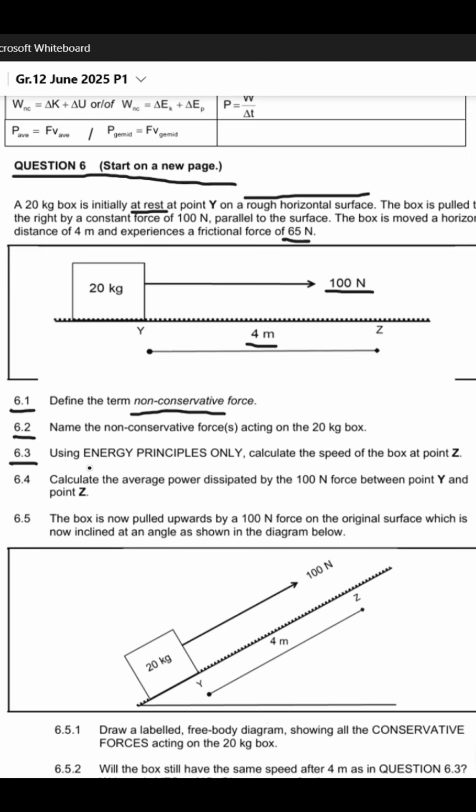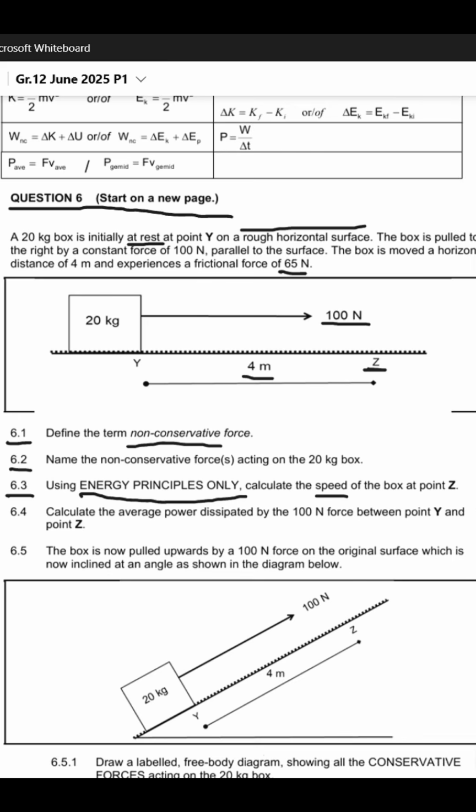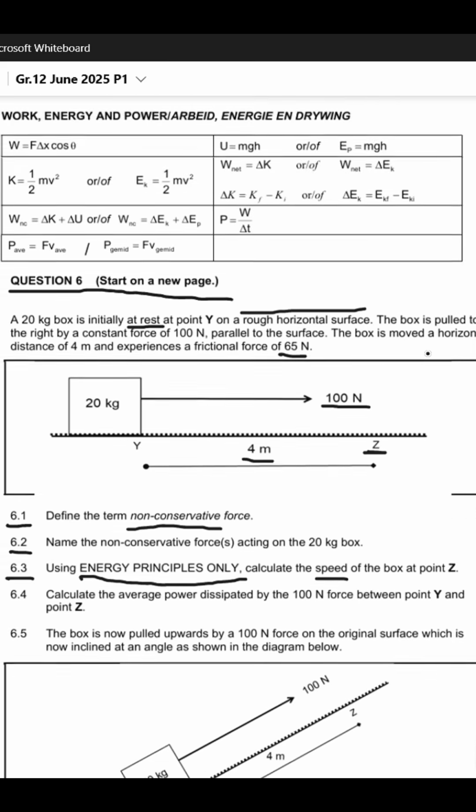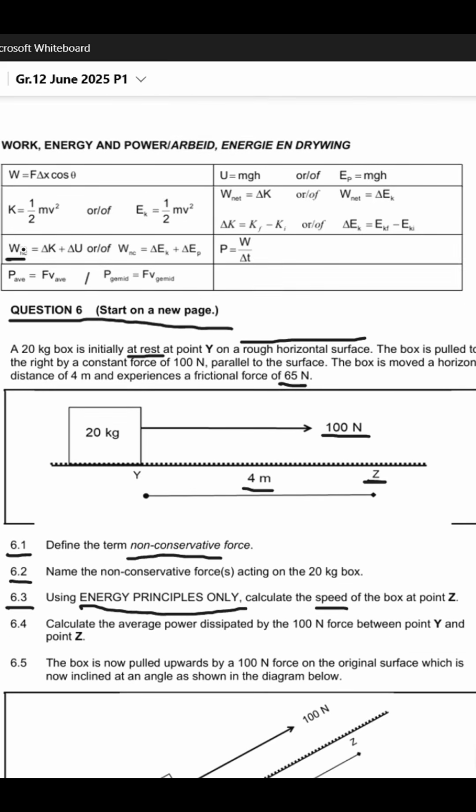Using energy principles only, in capital letters, calculate the speed of the box at point Z over here. Okay, so whenever energy principles are mentioned, we have to look at either of these. This W_NC is a great one because that means the work for a non-conservative force, which is exactly what we're dealing with here. So we can work with this, the change in kinetic energy plus the change in potential energy. So that's great. We can work with that.